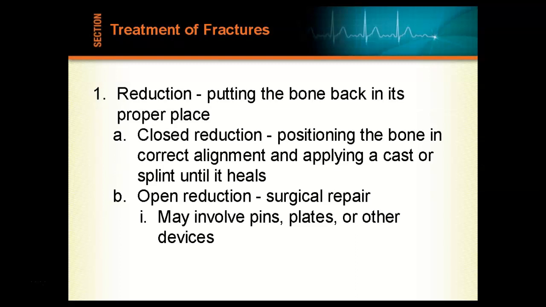There are two different types of reduction. The first one is a closed reduction. This is where you position the bone in the correct alignment, and then you apply a cast or a splint to hold it in that place until it heals. Those of you that have had a broken bone, if it was out of place, they probably did the closed reduction in the doctor's office. I've helped reduce lots of breaks, mostly my own children's, in a doctor's office. They may have given you some pain medicine, maybe not.